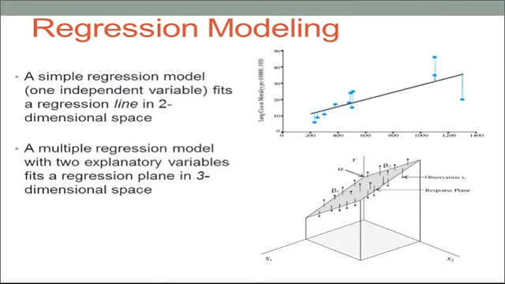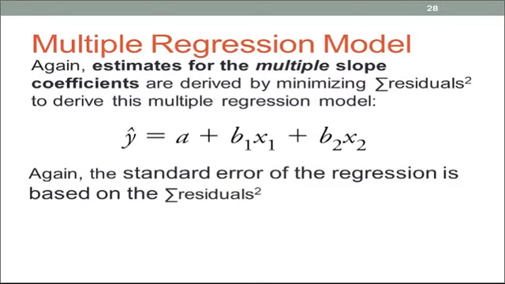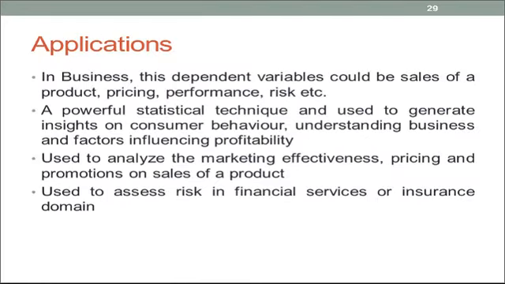So a simple regression model fits the regression line in 2-dimensional space. But for the multiple or multivariate regression model, in this particular diagram we have 2 explanatory variables that fit the regression plane in 3-dimensional space. So 2 explanatory variables and 1 response variable are sufficient to find this 3-dimensional regression model. We can show this multivariate regression model using this equation: y cap is equal to a plus b1 x1 plus b2 x2. Here again, these parameters are defined such that the sum of squared residual error should be minimum. So the aim is the same. We are using the least square method in both cases. We want the sum of the square error to be minimum.